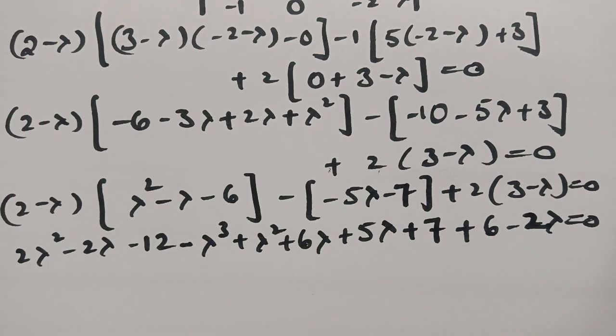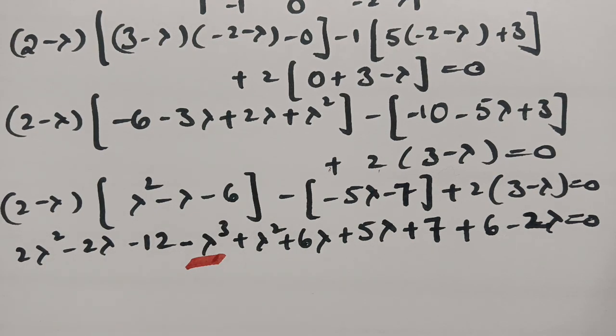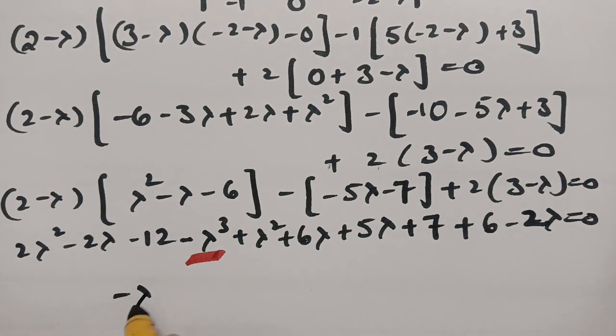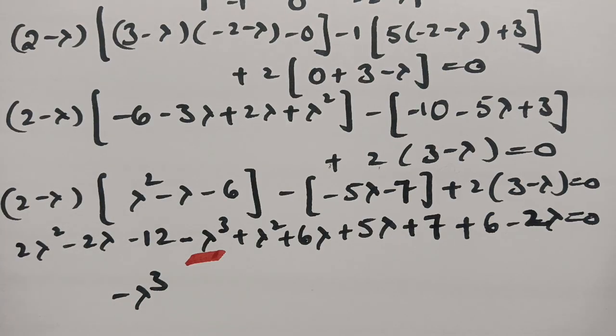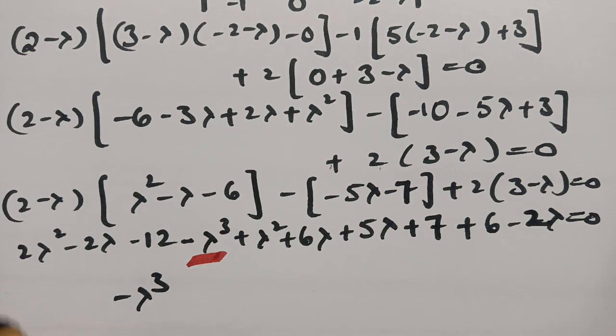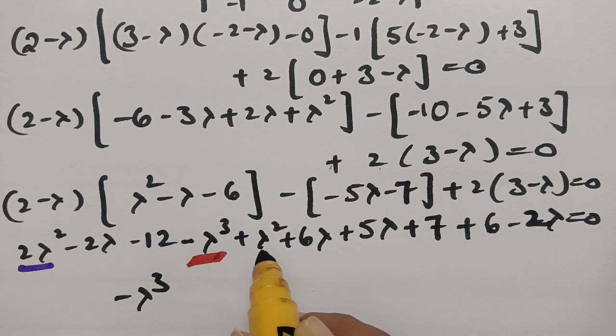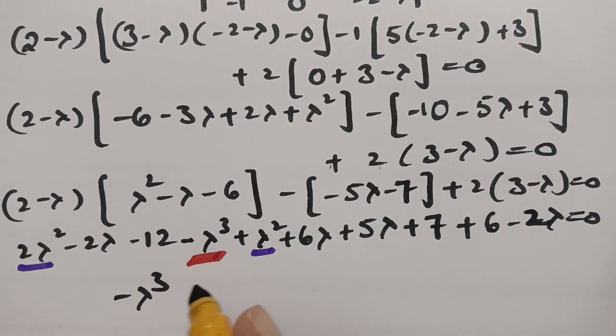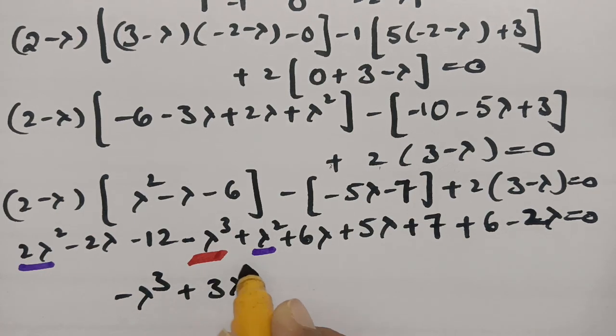Now see here, there is only a single lambda cube here. Minus lambda cube is a single. So here I am writing minus lambda cube. Clear? And the next thing here is I am going with the coefficients of lambda square. This is 2 lambda square. So if I go, this is lambda square, that is 2 plus 3. So 2 plus 1, so this is 3 lambda square.